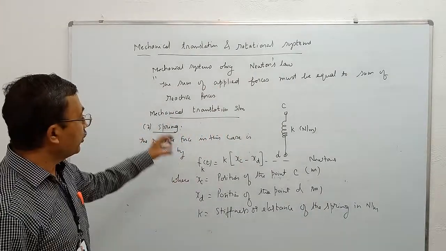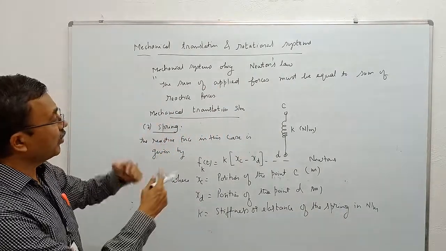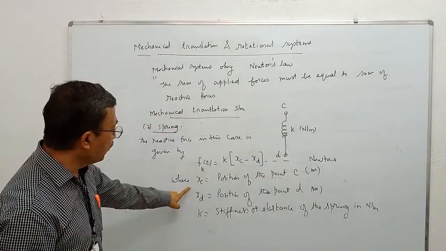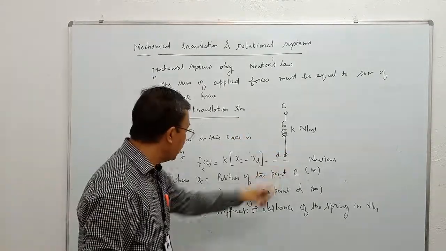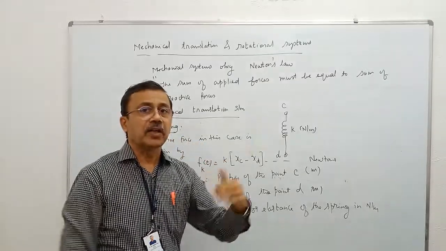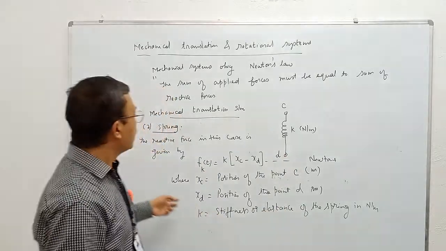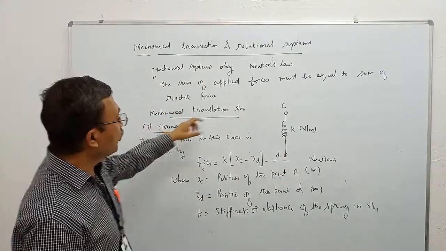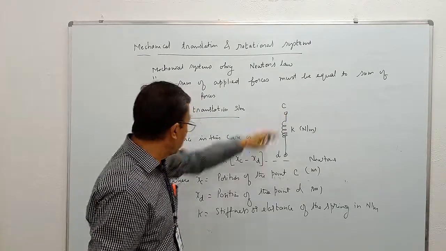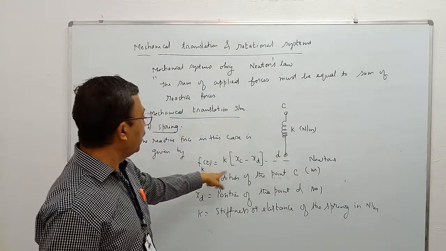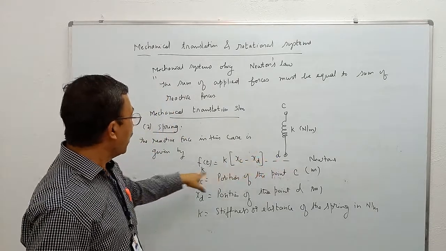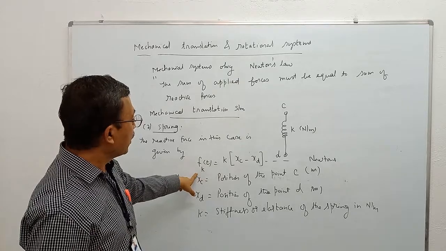So the reactive force Fk of t depends on the relative displacement of the points C and D. These positions are with respect to their equilibrium positions. Correct? This is how a spring is done. If the end C is fixed, then xc becomes 0 and force will be k into minus xd. When D is fixed, then xd will be 0 and Fk of t will be k into xc.